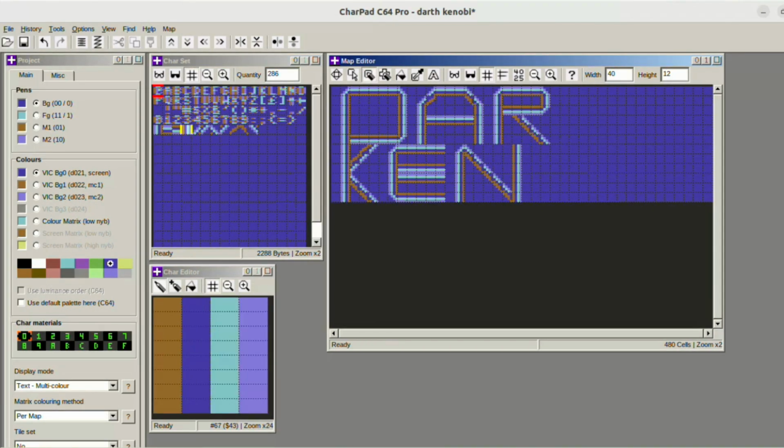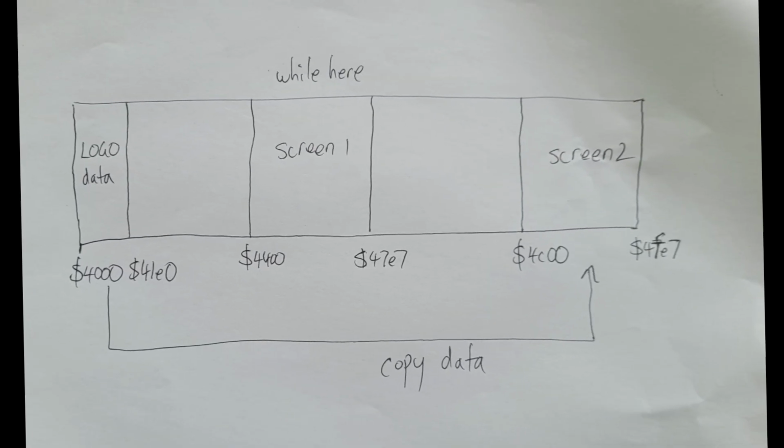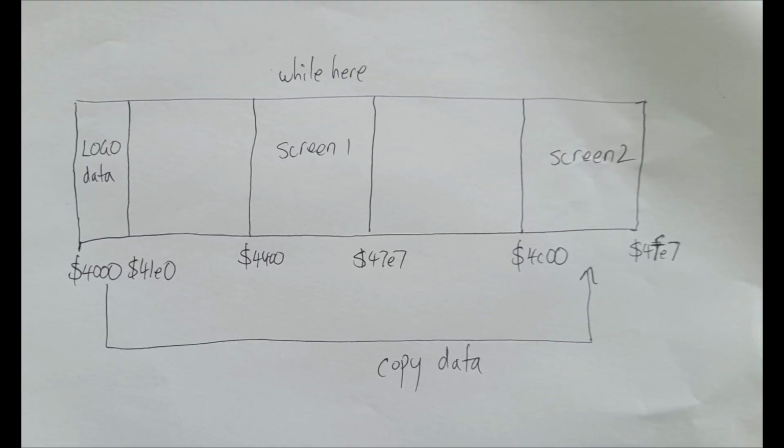I'm no graphic artist, and my logo was pretty basic. This custom character set had to be loaded into memory at 6000. The actual logo data was stored at 4000. 2 screens were used, one at 4400 and the other at 4C1000.